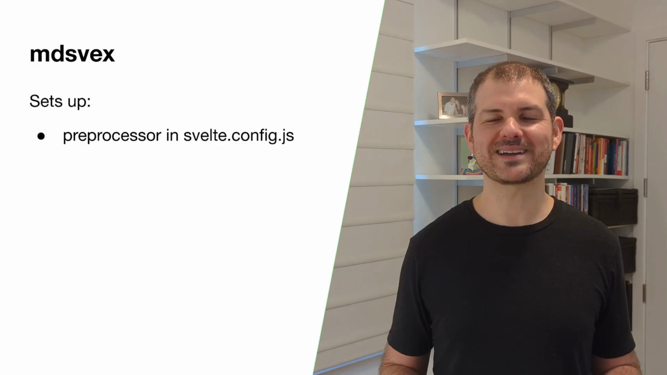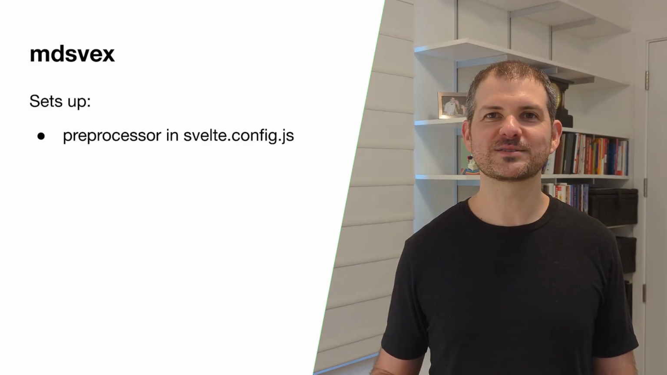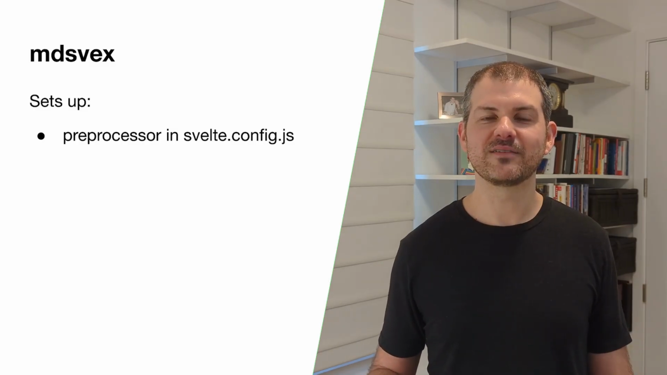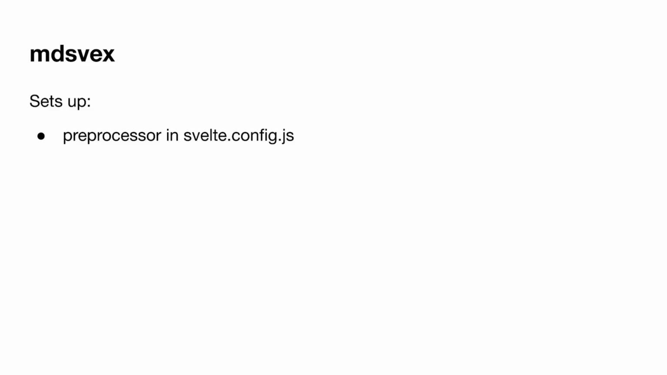One of the most used packages in the Svelte ecosystem is mdsvex. It renders Markdown and is super popular for building things like blogs. If you're coming from another framework, you might be familiar with MDX, and this is Svelte's version of it.